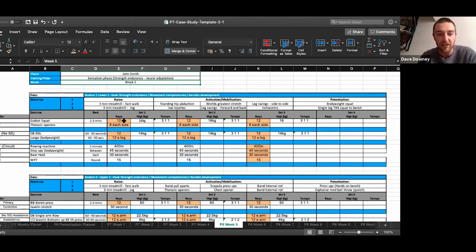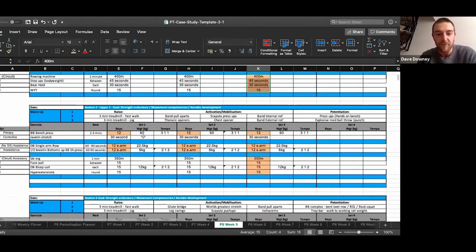So we're increasing the reps here first. You can see in orange, for the goblet squat, we've gone up to 12 reps, same weight, and we've increased the corrective exercise just a couple of reps. Also, the dumbbell RDL has gone up a couple of reps, and so has the lunge. And then we've added in another circuit. So we've added in a little bit of extra work there on the aerobic capacity.